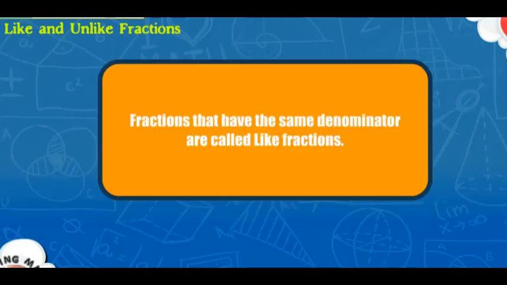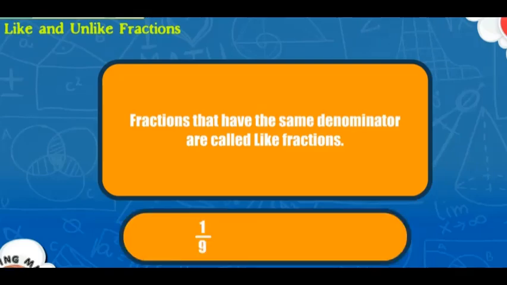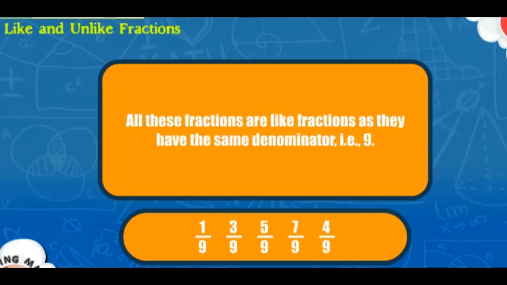Like and unlike fractions. Fractions that have the same denominator are called like fractions. 1/9, 3/9, 5/9, 7/9, 4/9. All these fractions are like fractions as they have the same denominator, that is 9.